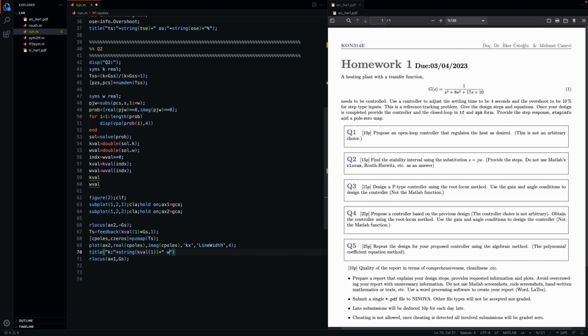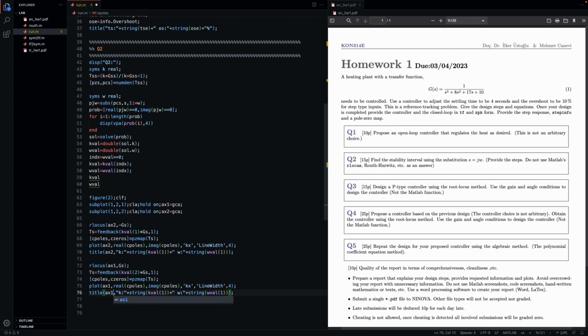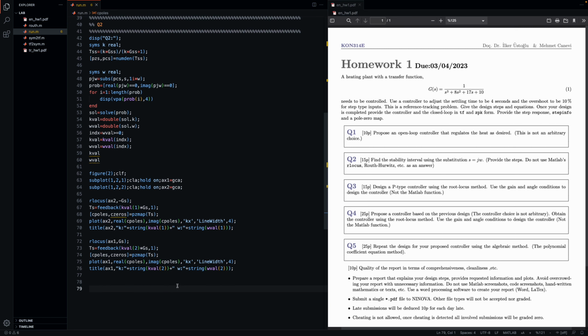And then omega maybe. Omega val 1. Of course, this is AX2. Let's repeat this whole process for the positive one. This is going to be kval 2. And then this is going to be AX1, AX1, kval 2, omega val 2. Yeah, that should be it, I guess.